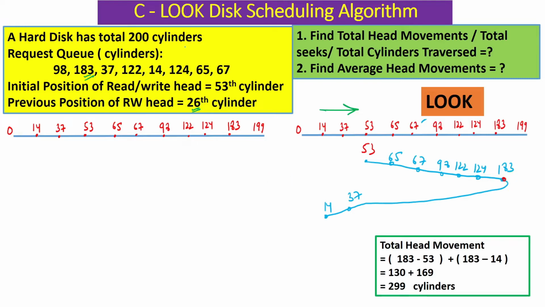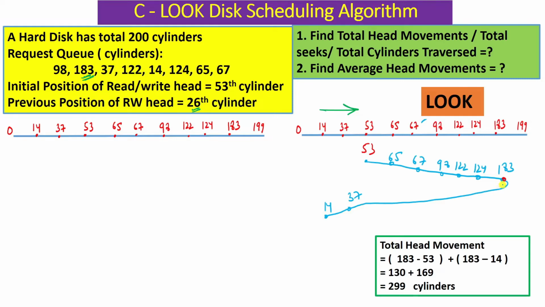Now in CLOOK, what we will basically do is, we are coming from 53, and we will go to the last cylinder number, that is 183 according to our request queue. This is the last cylinder number, 183. After that, we will change our direction in CLOOK.